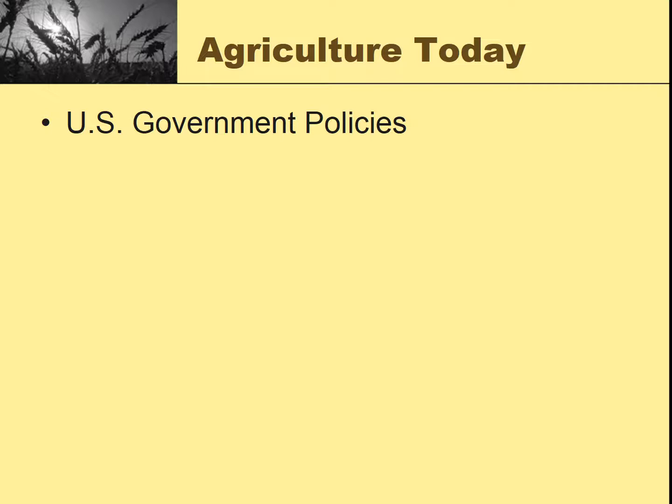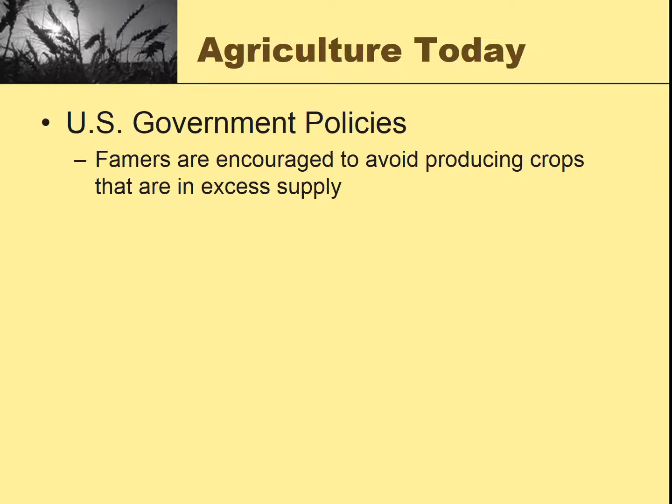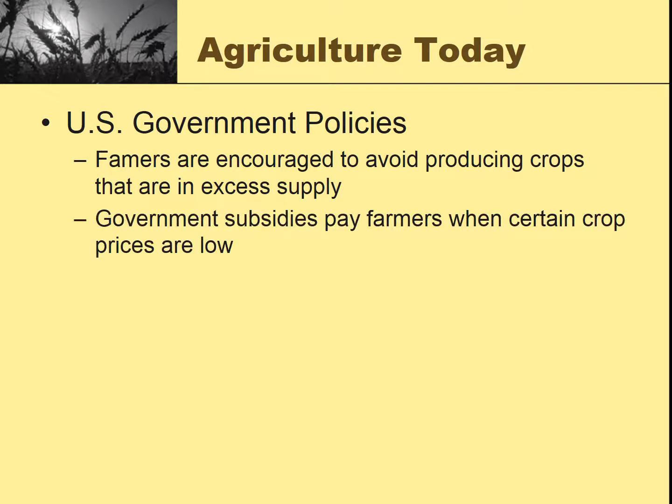This overproduction is also tied to U.S. government policies. Farmers are encouraged by the government to avoid producing crops that are in excess supply. The commodity crops of corn, wheat, and soybeans, for example, get a lot of government subsidies or payments to not farm or to farm as little as possible. These government subsidies pay farmers when certain crop prices are low so that these commodity crop farmers can make a living.